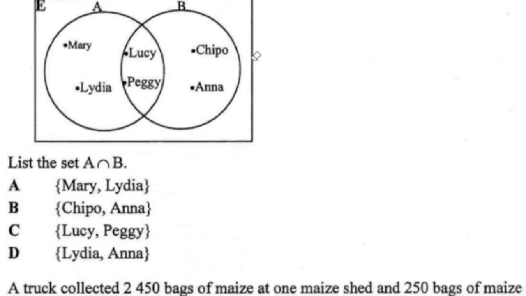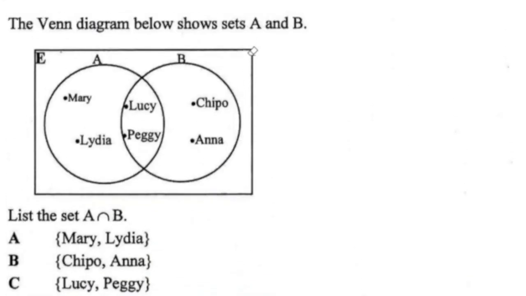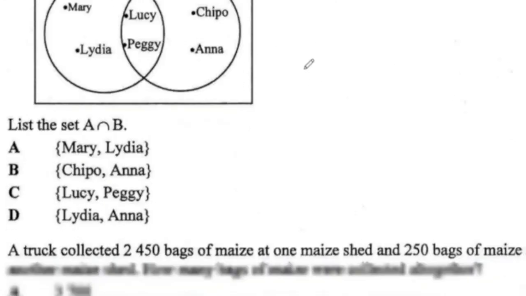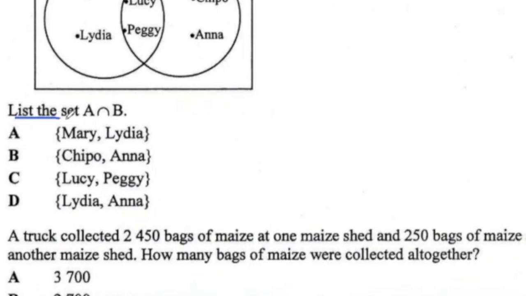Okay, we come to question number 4. The Venn diagram shows set A and set B, and this is set A and set B. Okay, and then the question is down here. That's where the question is. Okay, list the set A intersection B.